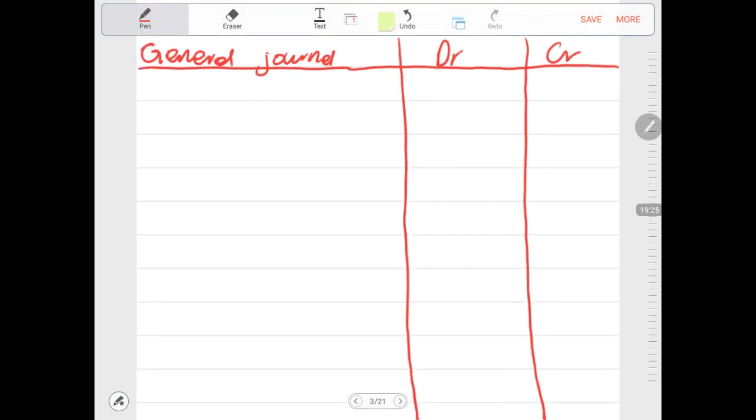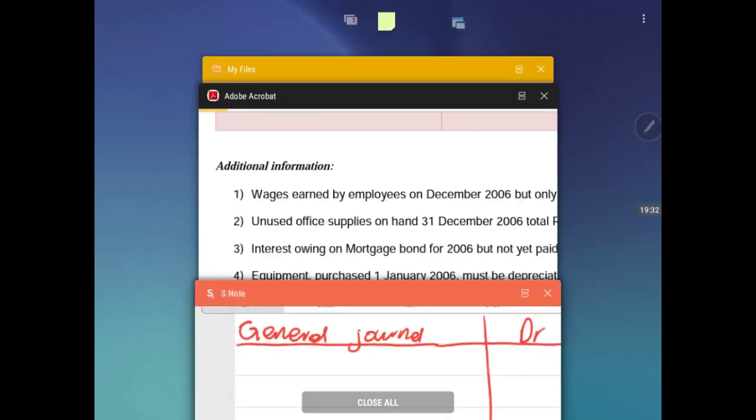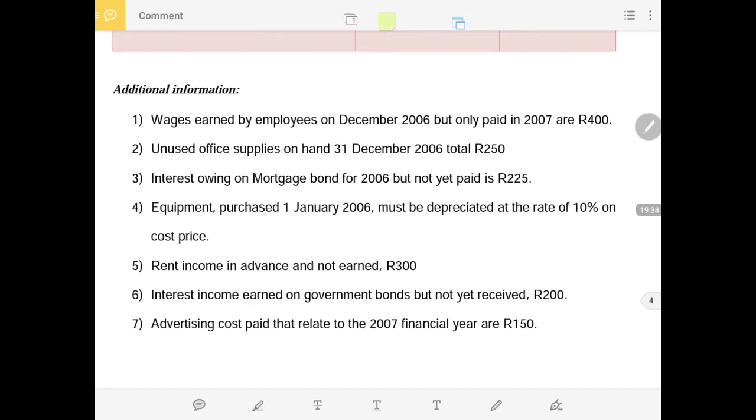The first column you can have the date. I normally don't focus much on the date. I don't know why too. Now we come to the first adjustment.